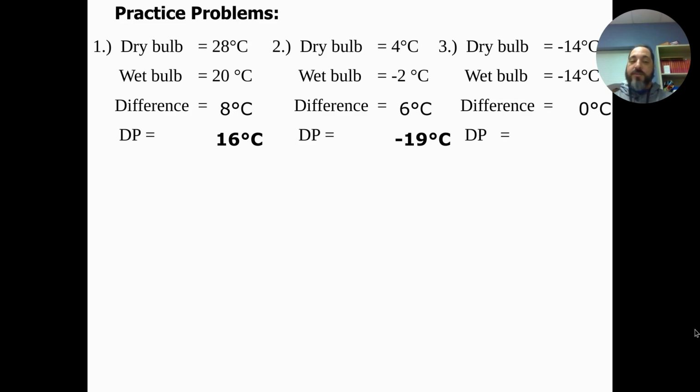If the difference is 0, just like the other one was 100%, this one's always going to be the same number for our dew point, right? It's already at the dew point. This is fully saturated air.